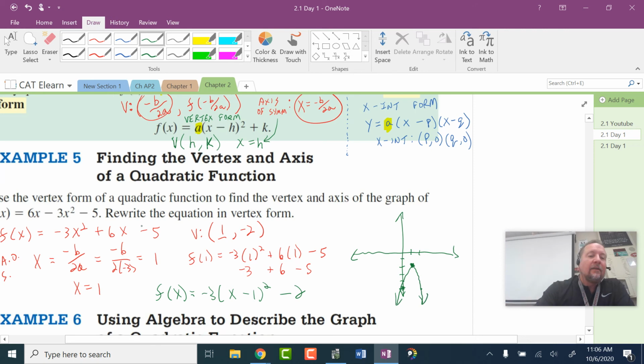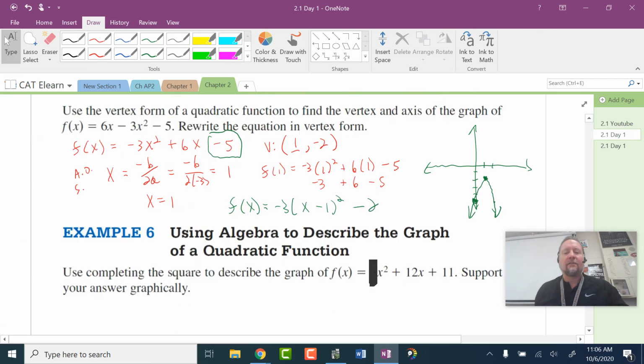I tell my math 2 students, the standard form actually tells you what the y intercept is, 0 comma negative 5. So I put the 2 forms together and I can also get a picture of this, but you should know how to take a sketch after you get in vertex form. And I think that's a good thing to cover with you.